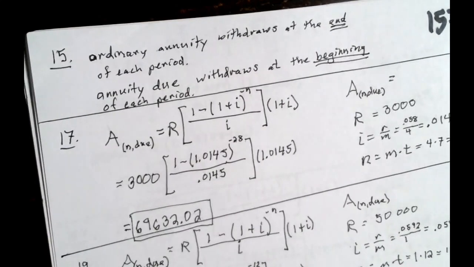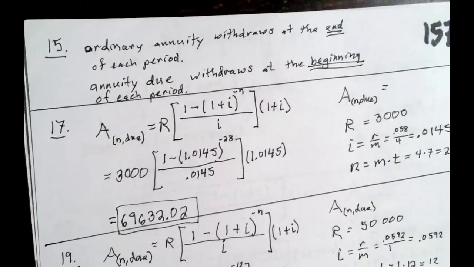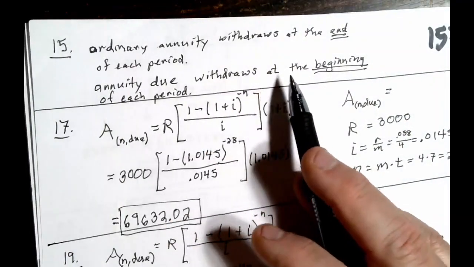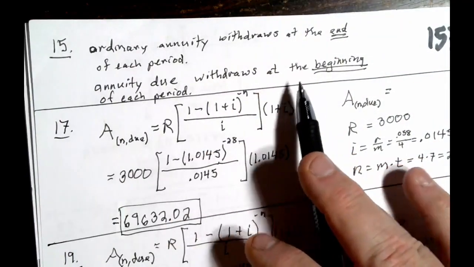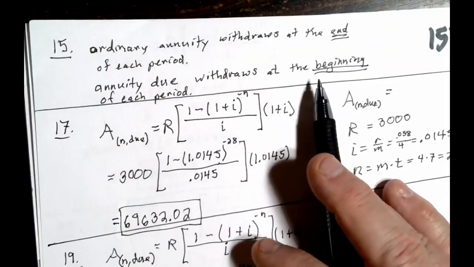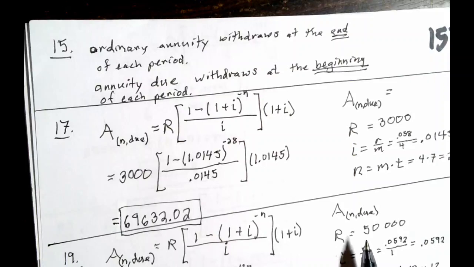All right, number 15. Number 15, they ask you what's the difference between an ordinary annuity and an annuity due. Ordinary annuity withdraws the money at the end of each period, and an annuity due withdraws at the beginning of each period. Okay?